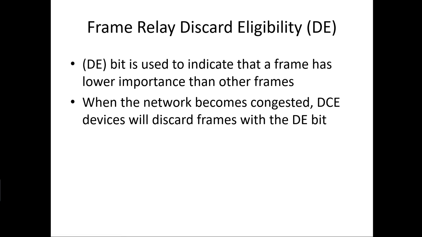Then the frame relay discard eligibility bit. The DE bit is like assigning some priority to some frames. If a frame contains this DE bit, then it becomes a least prioritized frame. Whenever some congestion happens, some devices may try to discard the overloaded frames. At that time, they will discard the frames which have this DE bit. So it means assigning a least priority to a frame with the help of the discard eligibility bit.